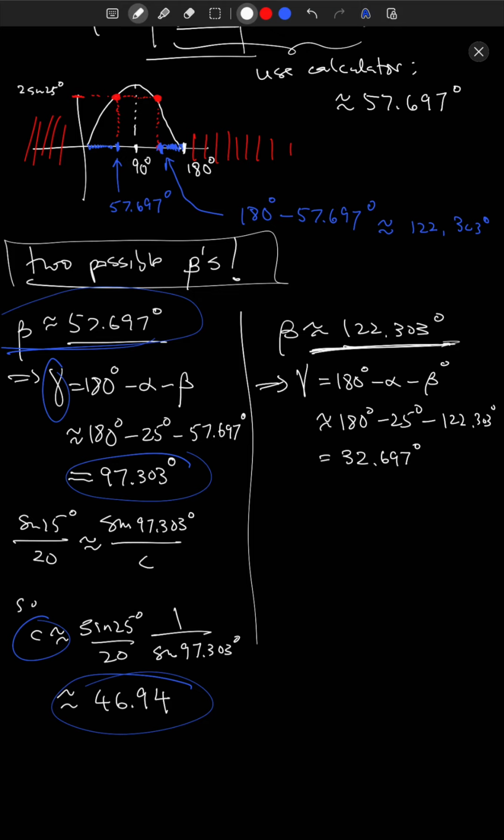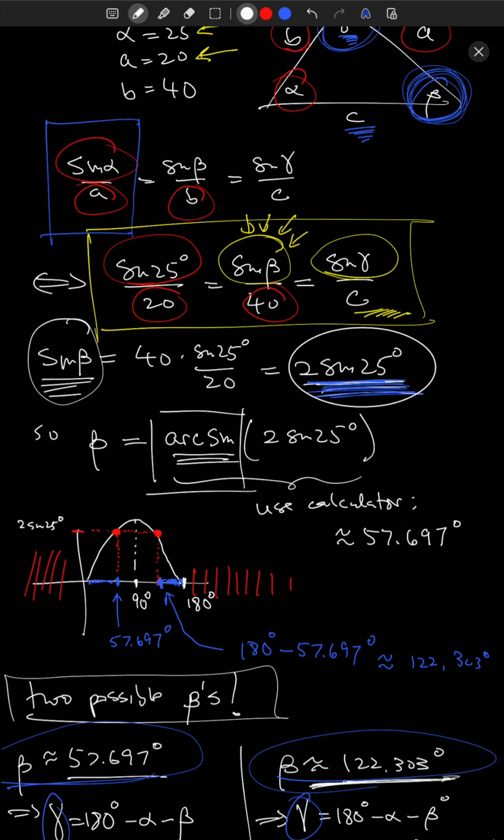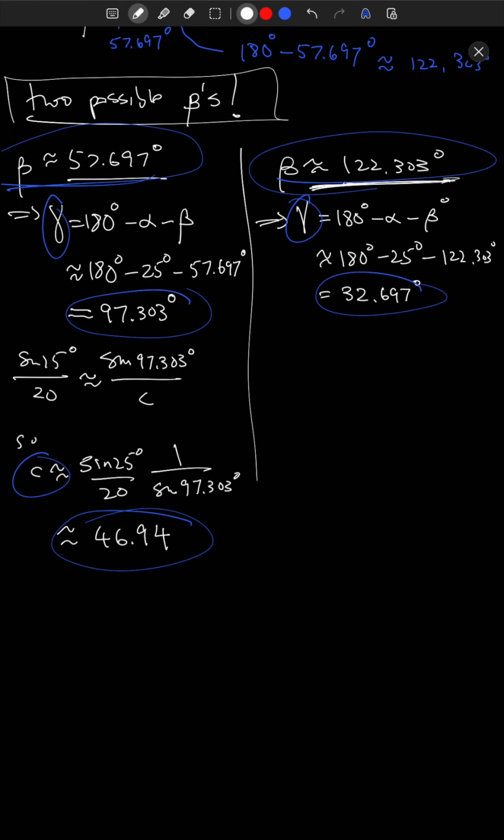Okay, so I know gamma, right? So now I know gamma. I know beta, right? And then again, I scroll up and I see that I have this sine 25. I now have the 20. I have gamma, so I have sine gamma, and so I can solve for C. So it's literally the same process, but with different numbers, right? With our second possible beta.